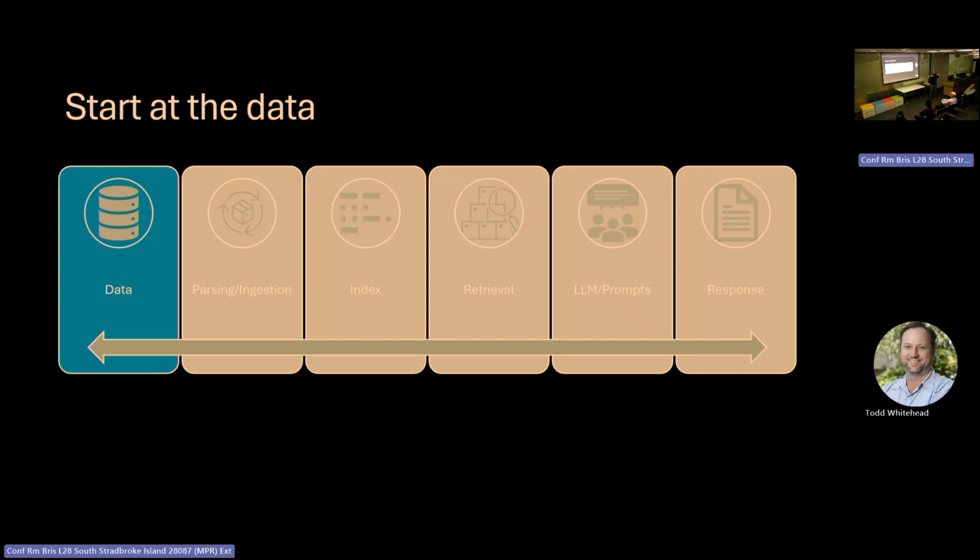So when you start to look at all these documents and all these structures, we've got to start at the beginning of the pipeline. Who's done data pipelines? Ingestion.